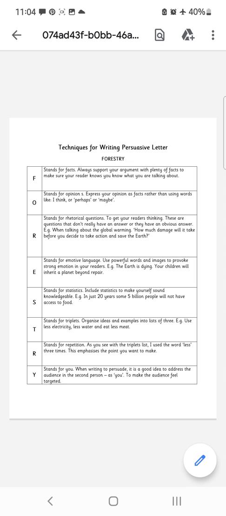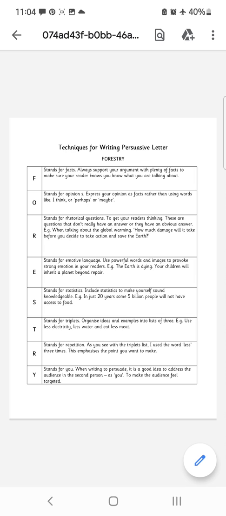Then we have R, which stands for repetition. As you see in the triplets list, I use the word less 3 times. This emphasizes the point you want to make. So here, this person is emphasizing less, less, less. Okay, so it'll sort of stick to your head.